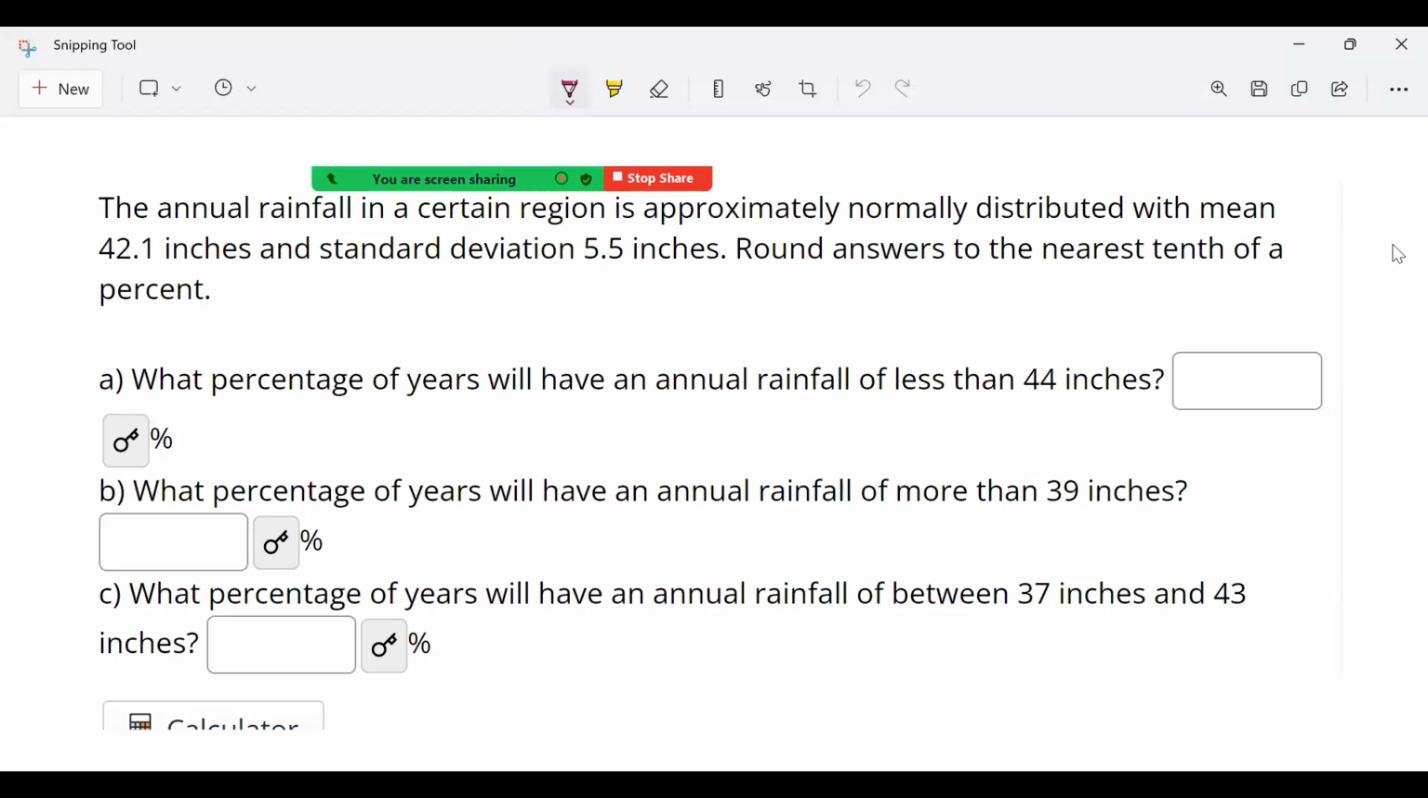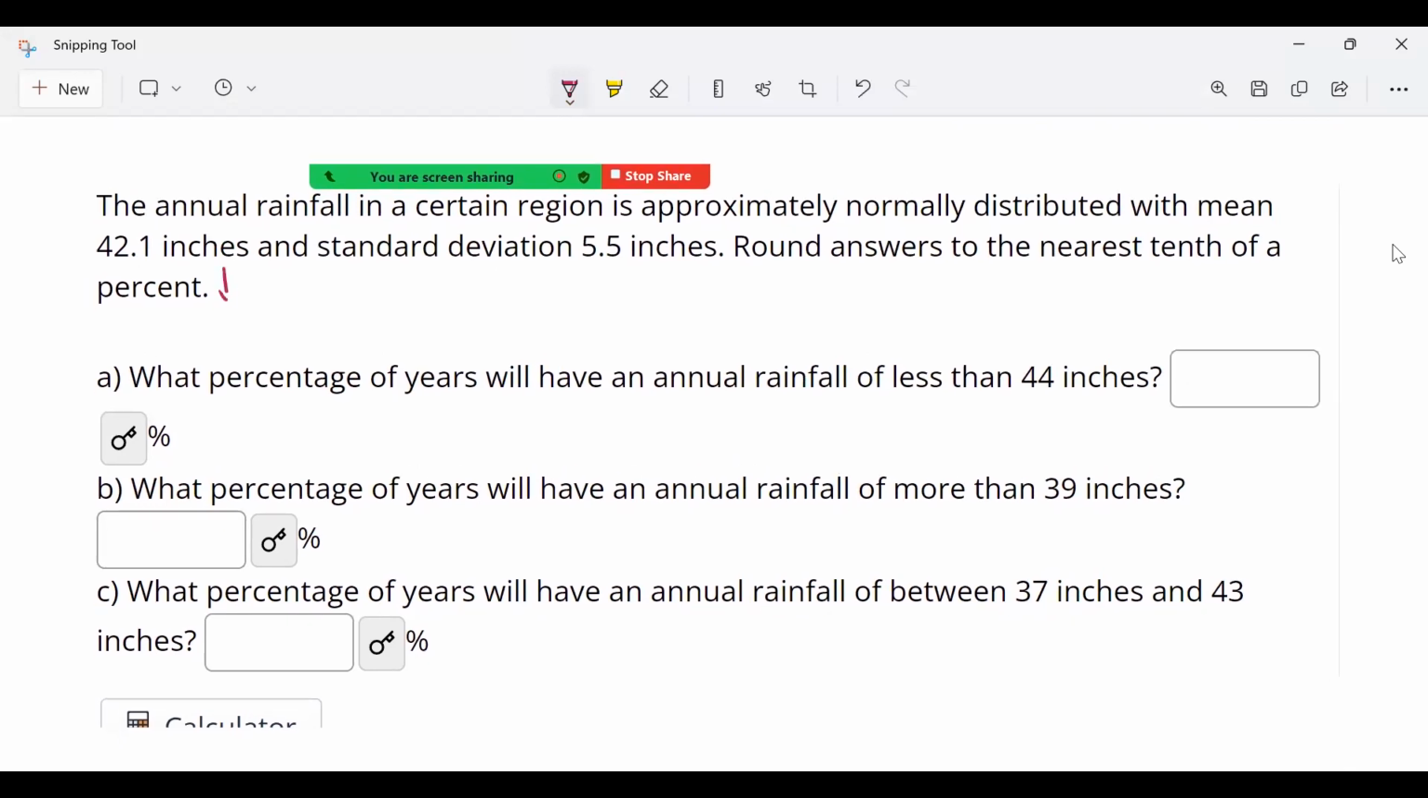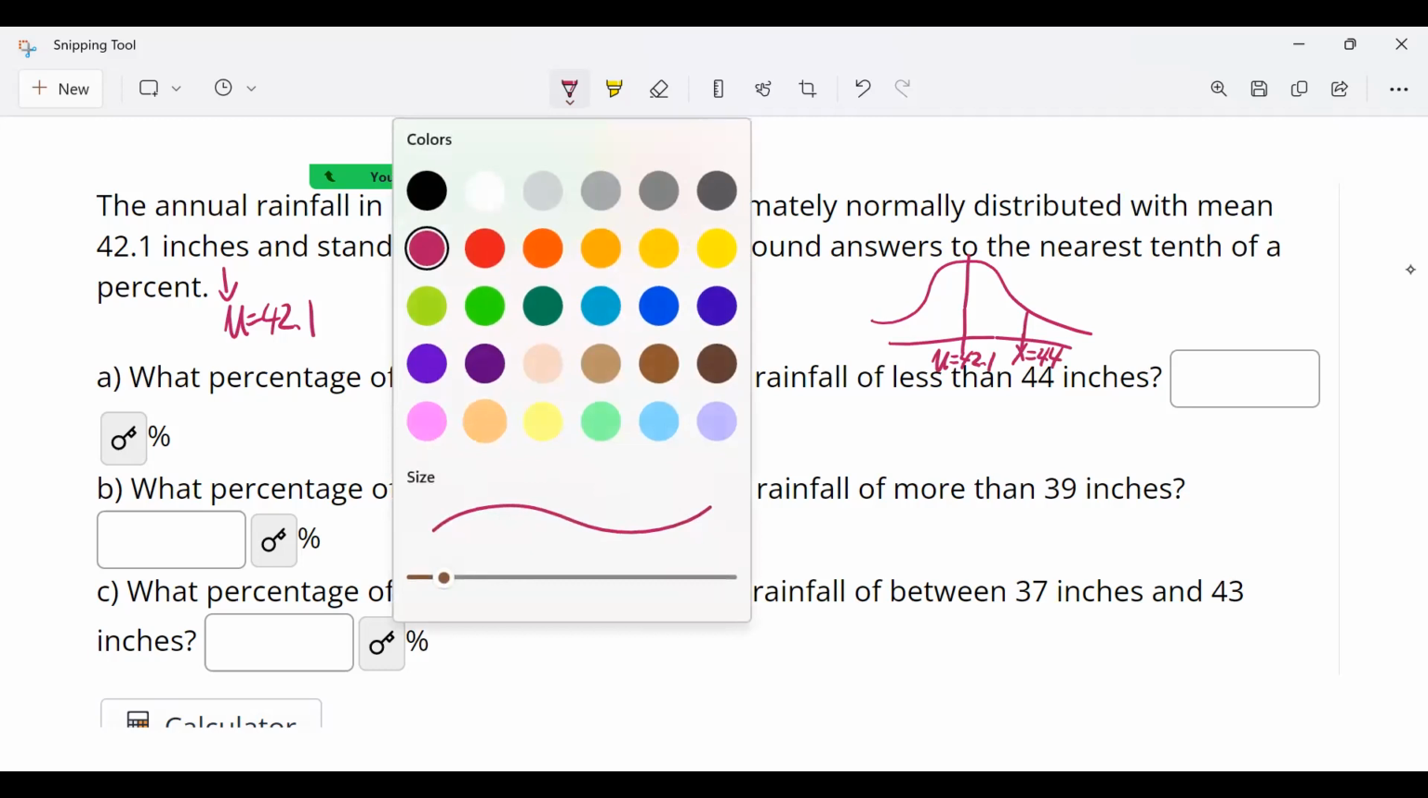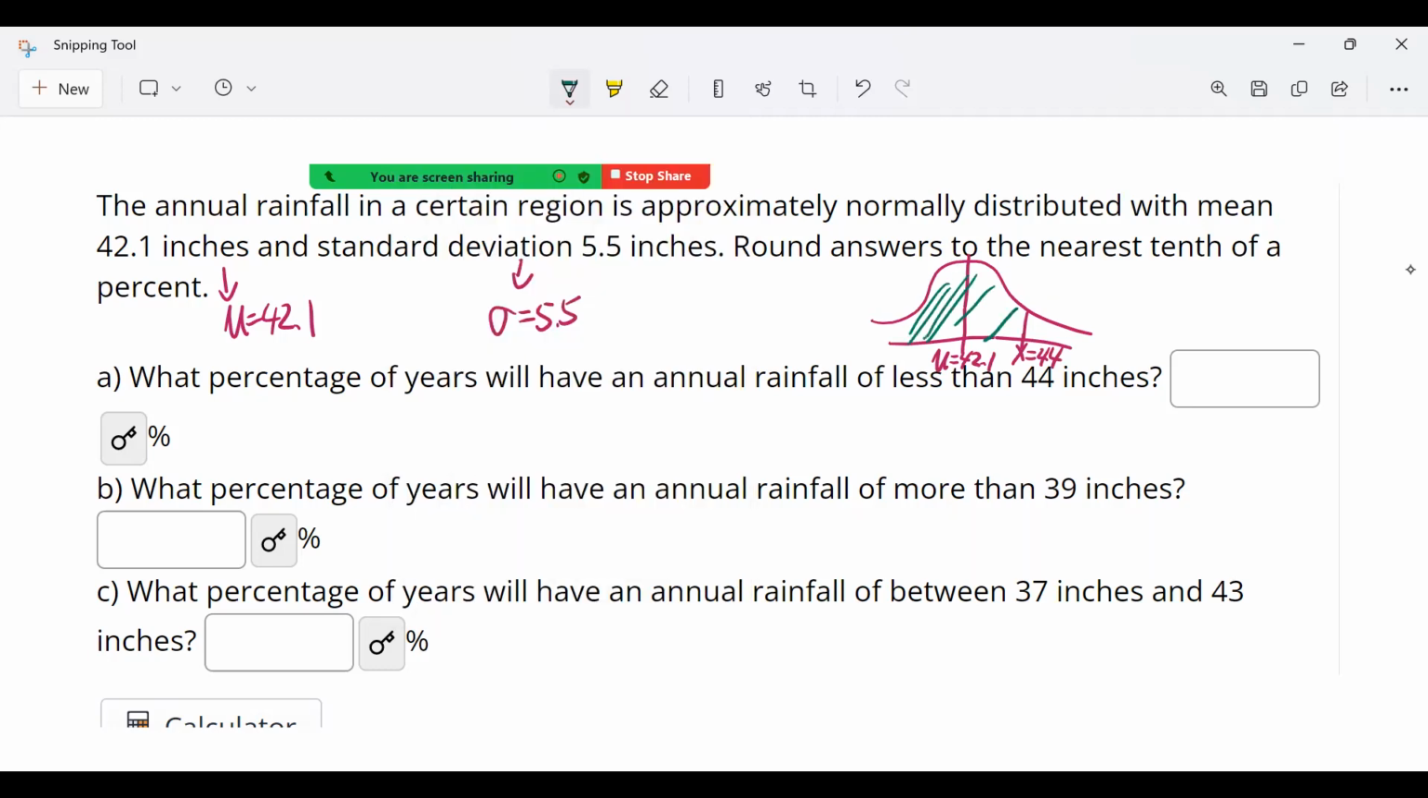So we know the mean, we know the standard deviation. The mean is 42.1, and the standard deviation is 5.5. Let's start with the first scenario, which is less than 44 inches. We draw the bell curve, with the mean in the center, 42.1. We want the area to the left.